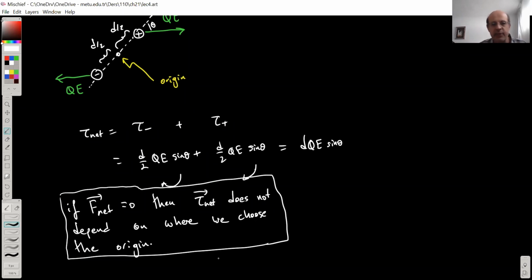But in any case, you can actually apply this here. So the choice of the origin is irrelevant because the net force is equal to 0. You always get the same net torque wherever you choose the origin. Okay, so it doesn't matter where you choose. You can choose it outside as well. You can choose the origin somewhere in here as well. No problem at all. You always get the same thing.